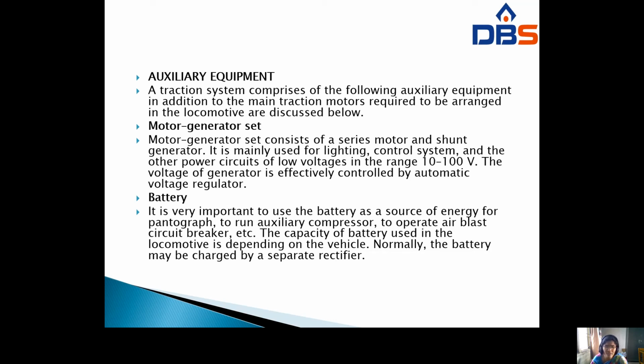Next, another main equipment is the battery. It is very important to use the battery as a source of energy for the pantograph. We will discuss the pantograph later. When you go to railway stations and observe the train, on top there is an arrangement like a line type. That is nothing but the pantograph. Here the battery is used to give energy to run the pantograph, the auxiliary compressor, and to operate the air blast.